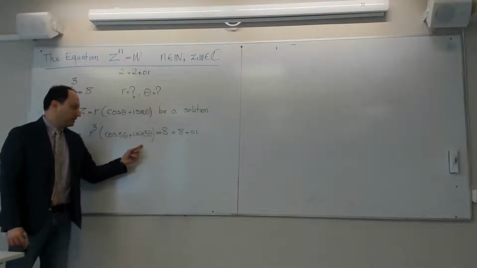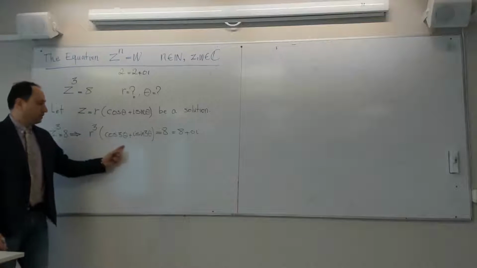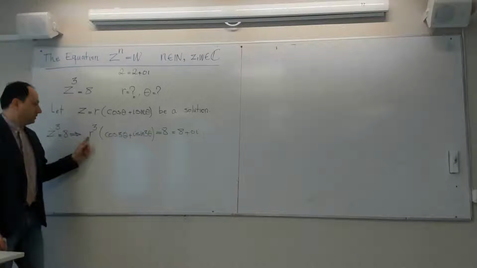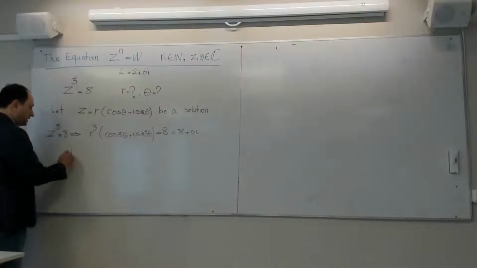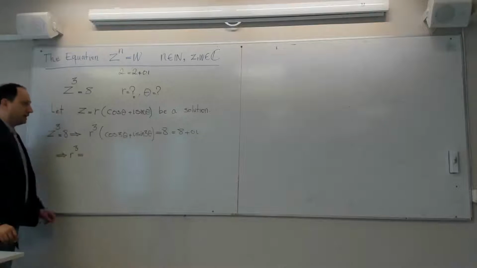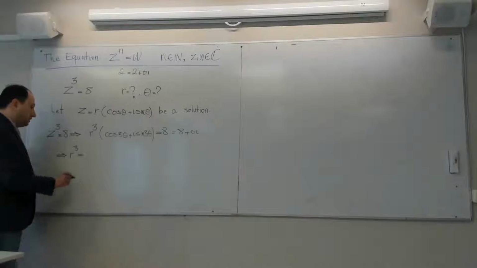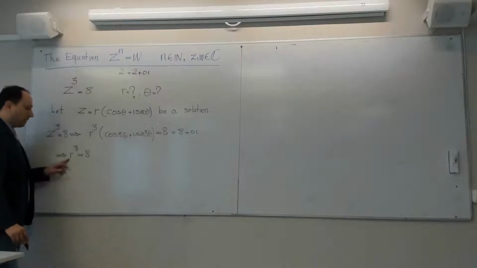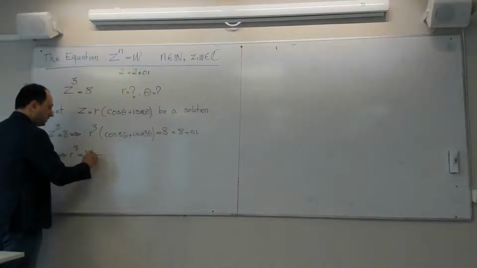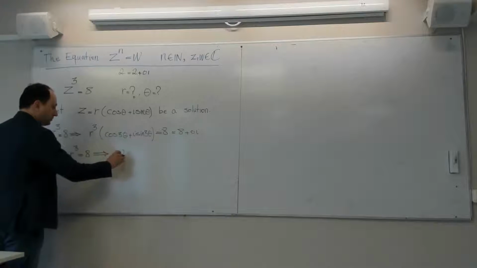But if I ask you what is the absolute value of this number, hopefully you agree with me that number is R3. So this implies that R3 should be equal to the absolute value of this number, which is 8 here in this case. Okay? And then if I ask you what is R, you would say R is 2.